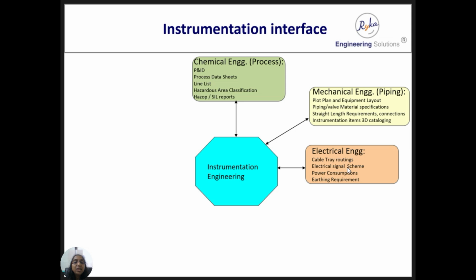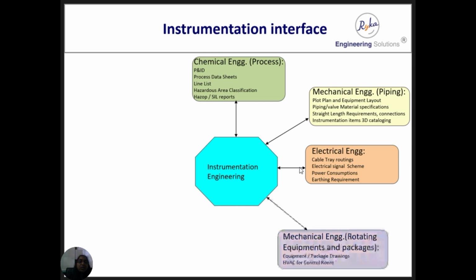Then with electrical engineering, cable tray routing drawings are discussed at the very first stage of the project. What are the routes of electrical and instrumentation cables? When they are going together, they combine the support requirements so that optimized engineering is done. So there is a very close interface between instrumentation and electrical for cable tray routing. Then, for the electrical signal scheme, instrumentation also provides non-UPS power requirements and earthing requirements to electrical engineers.